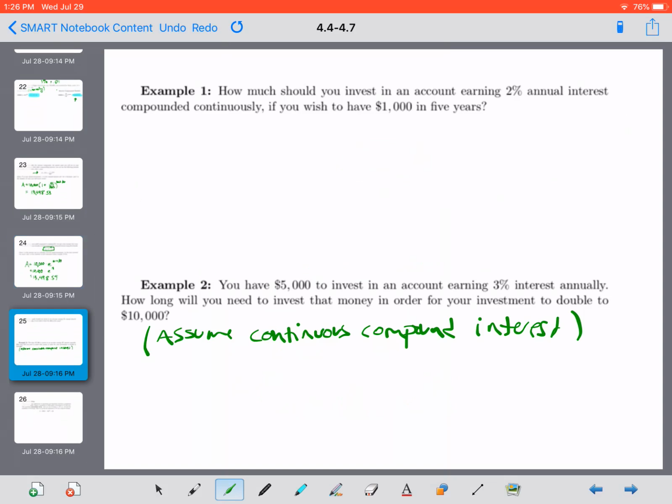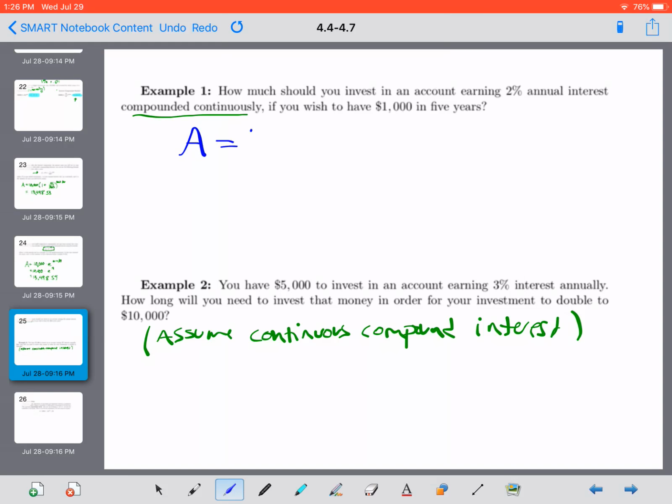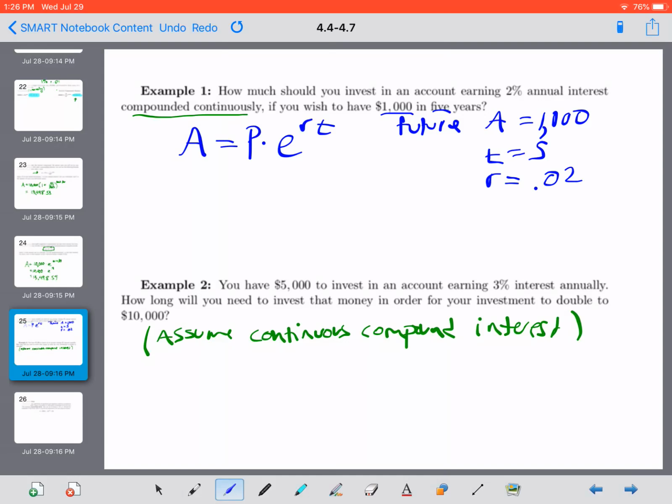Okay. Now, let's look at a couple of examples. How much should you invest in an account that's earning 2% annual interest compounded continuously if you wish to have $1,000 in 5 years? All right, remember, with continuous compound interest, we're working with this formula here. A is equal to P times E to the RT. A is the amount that you're going to have in the future after the interest has been accumulating. So we want to have $1,000 in 5 years, so that $1,000 is our future amount. So we're going to let A be equal to 1,000. We also know that the time involved is 5 years, because they told us that here, and the interest rate involved is 2%. So as a decimal, that would be 0.02.